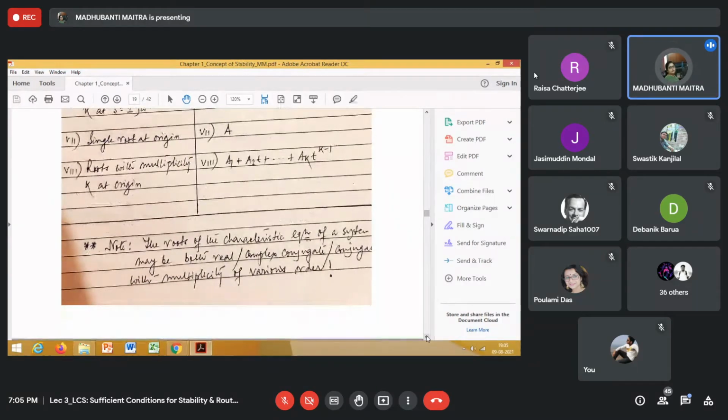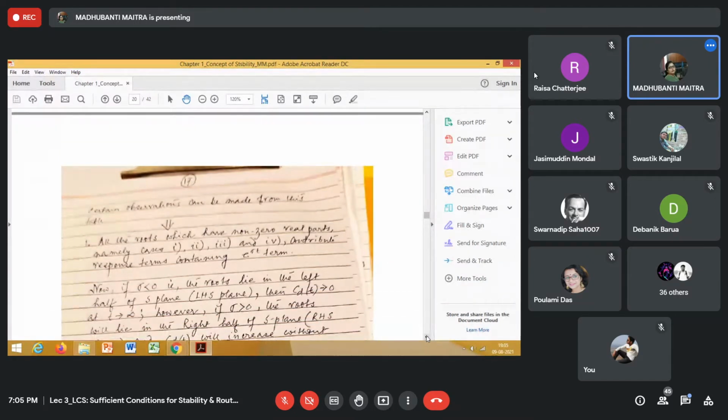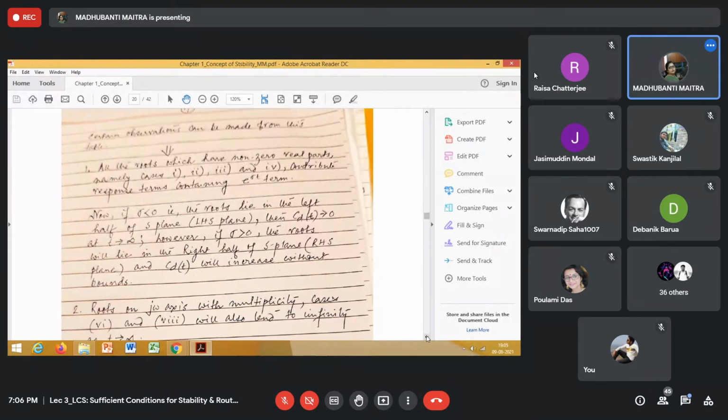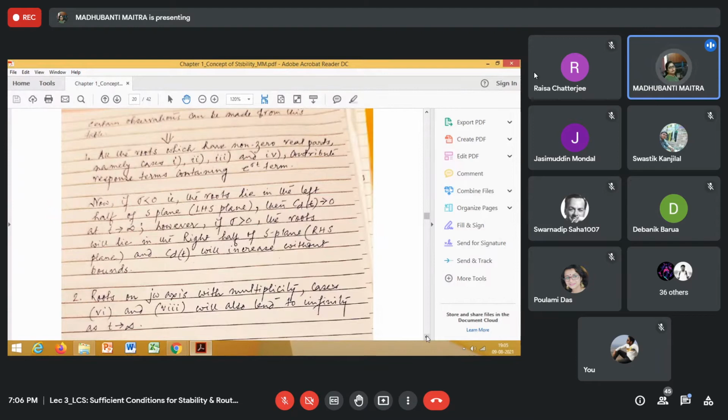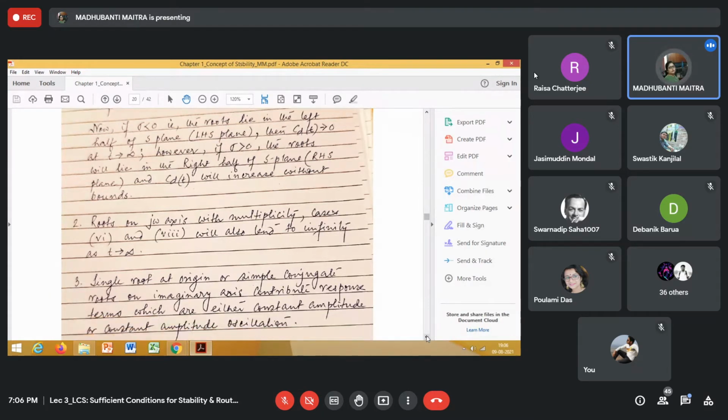So please note that we know this. The roots of the characteristic equation of a system can be either real or complex conjugate or a combination of these two. This part I have already explained: if sigma is non-zero, then if sigma is less than 0, that means the root will appear in the left half of the s-plane, and in that case the system will be stable. And if sigma is greater than 0, that means the root will appear on the right half of the s-plane and the system will be unstable.